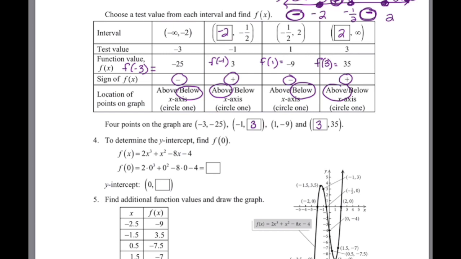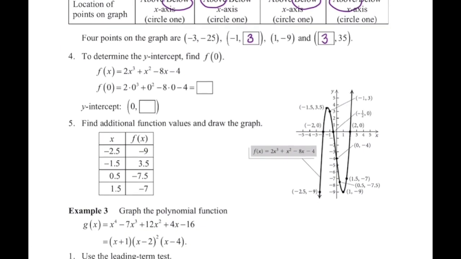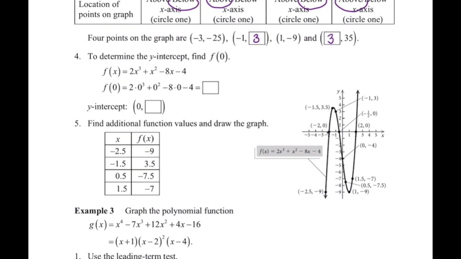We have our values on the graph as I start to sketch it here. We have our x-intercepts of (-2, 0), (-0.5, 0), and (2, 0). I've put on here the -3, -25 would be super far down here somewhere. But I have (-1, 3), we have (1, -9), and (3, 35) would be way up here. So we're not going to graph those pieces.